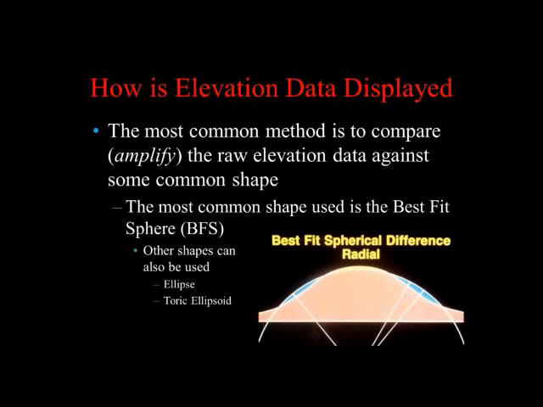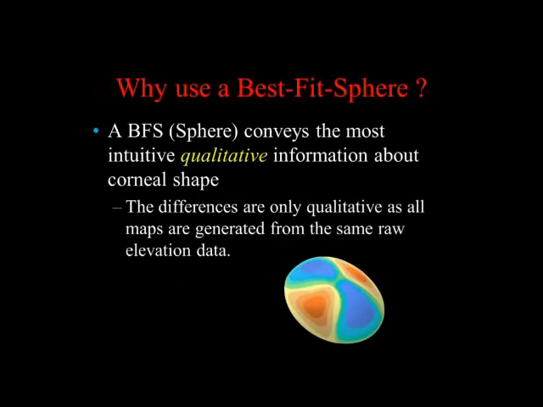And again, the most common shape is a best fit sphere, but you can use other shapes. The machine allows you to choose a sphere, an ellipse, a fixed toric ellipsoid, or a best fit toric ellipsoid. Well, why use a best fit sphere? And I kind of said already, a best fit sphere conveys the most intuitive, qualitative information. The differences are only qualitative.